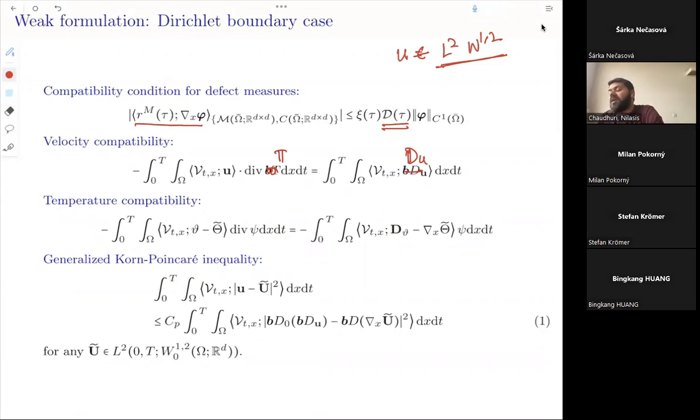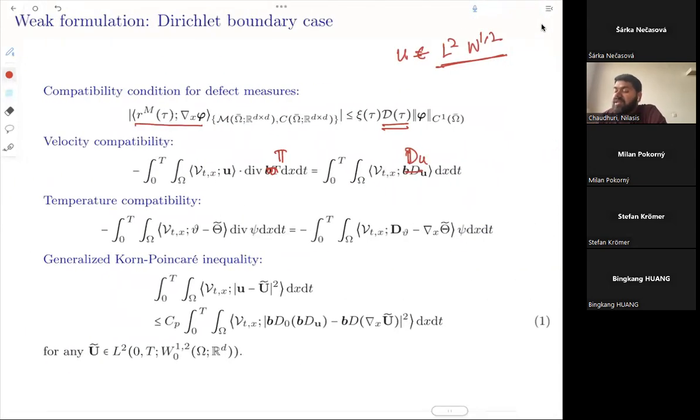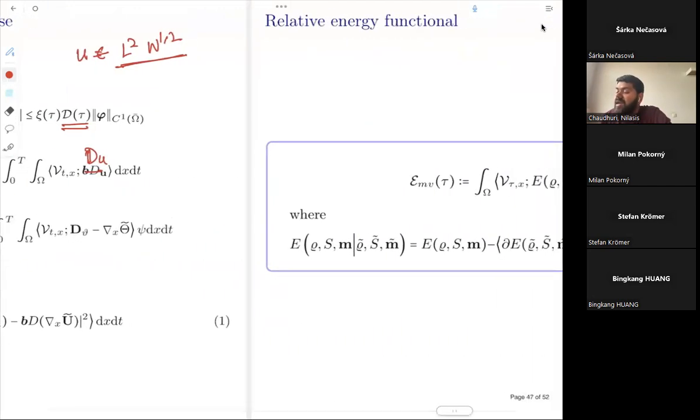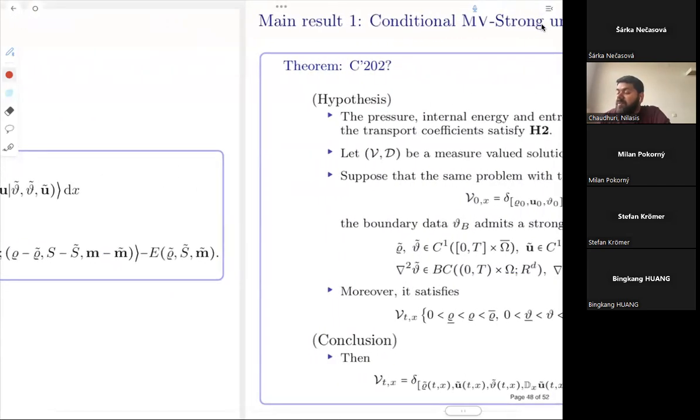So it's the measure valued solution formulation with this additional hypothesis that one can prove: if you know that there is a sequence which satisfies certain bounds, you can easily prove that this additional hypothesis will also hold. And what we calculate in terms of the relative energy inequality, we just compute the measure valued version of this relative energy functional. And doing almost similar steps, we have these two results.